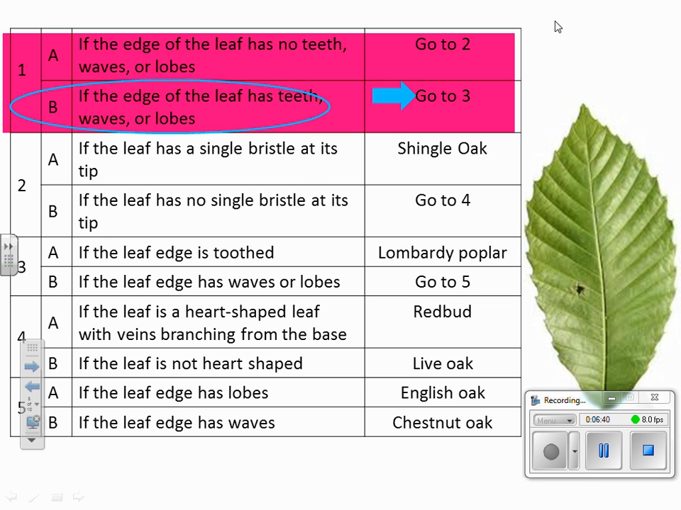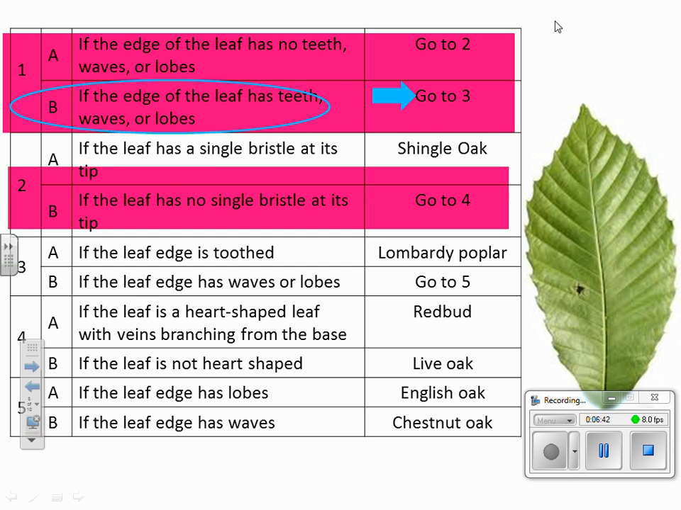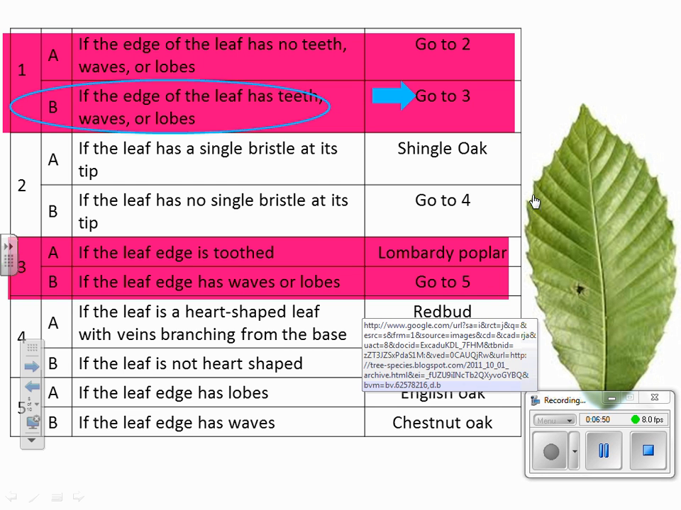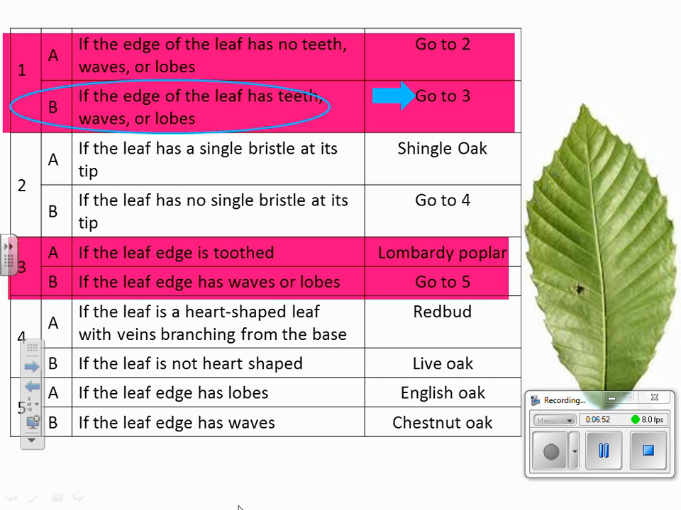So we are going to skip down to question number 3. Is the leaf edge toothed, or is it waved or lobed? Remembering our characteristics, is this more toothed or lobed? It is more toothed. It's more rough. And so the name of this is a Lombardy poplar.